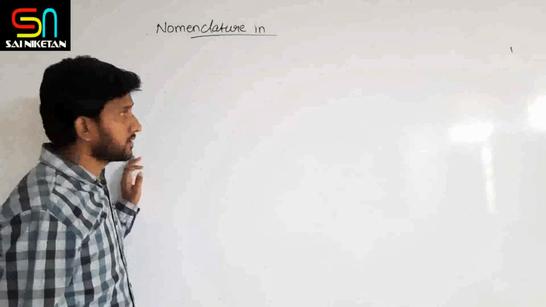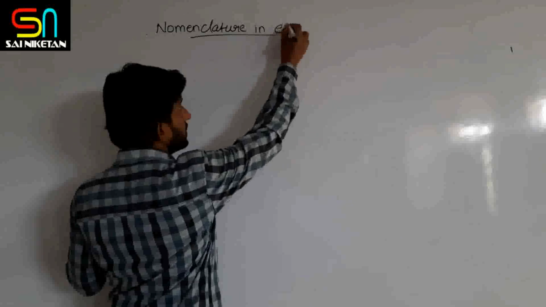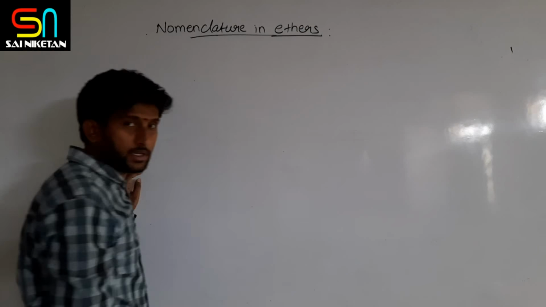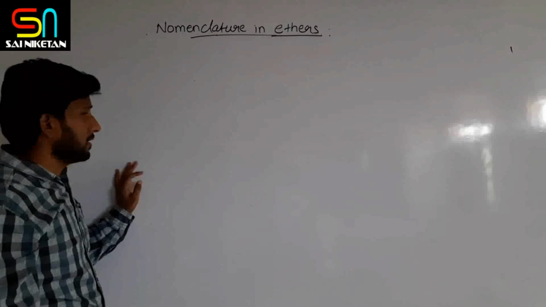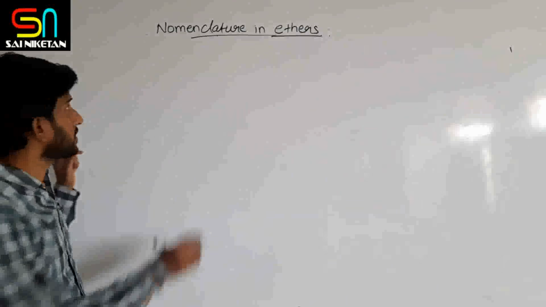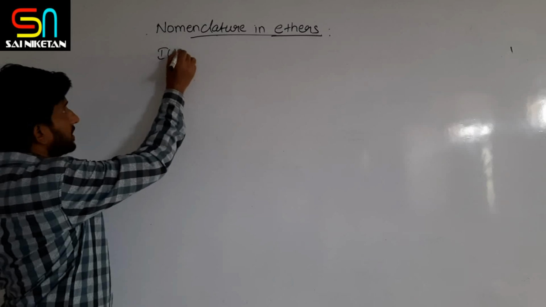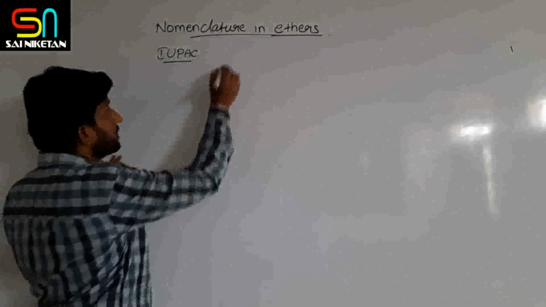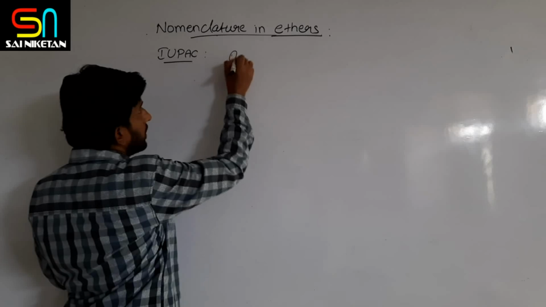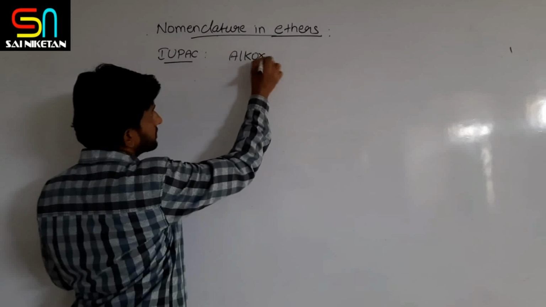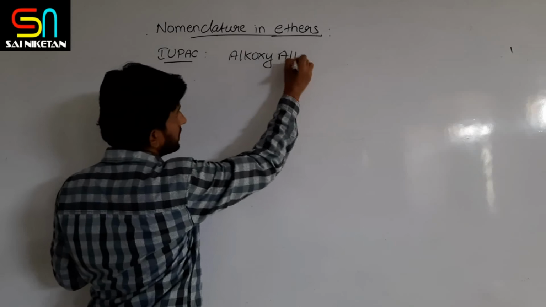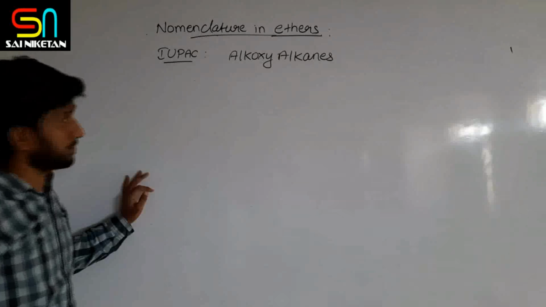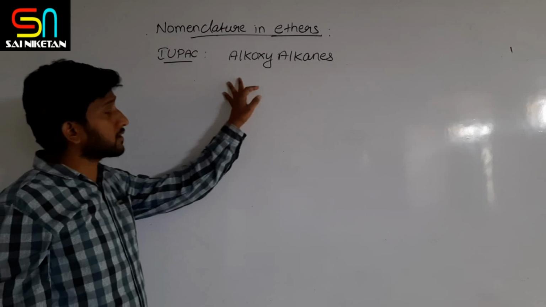Next we will see nomenclature in ethers. For ethers, the IUPAC nomenclature is alkoxy alkanes. Ether is the common name, but the IUPAC name of ethers is alkoxy alkanes.